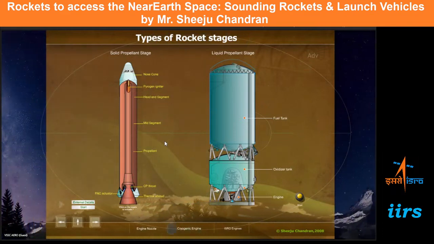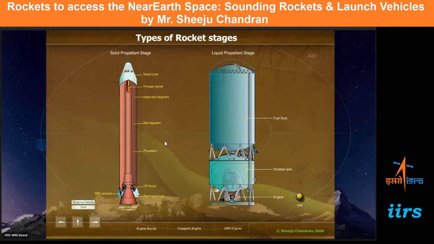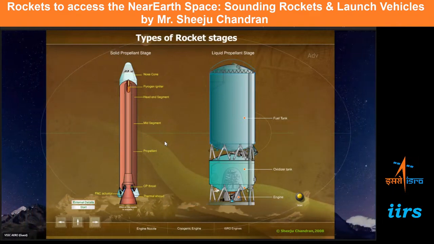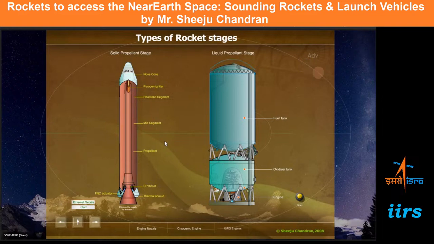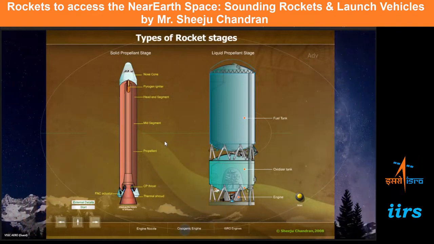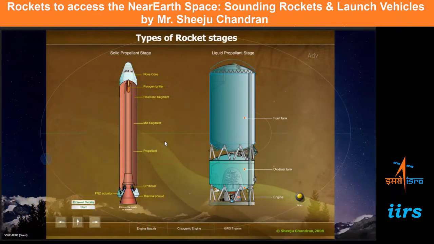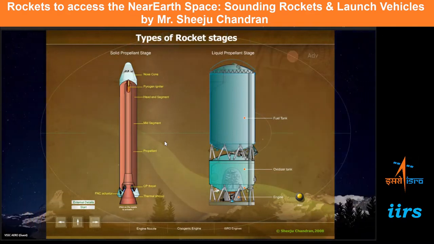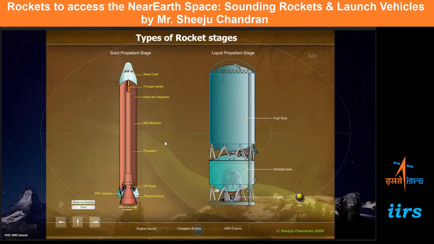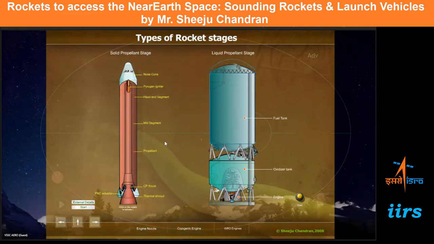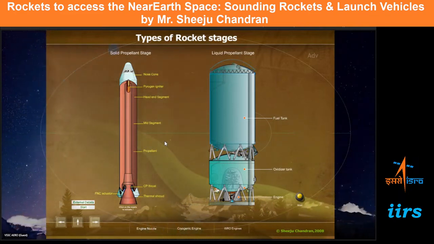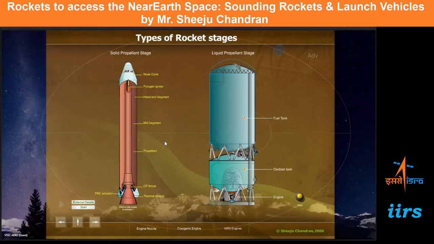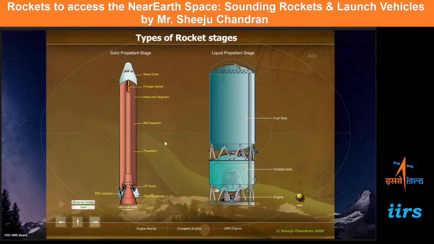Now, one easy way by which you can do a classification is by the physical state of propellants. If the propellants, that is the fuel and oxidizer, are in solid form, the solid state, you call them solid propellants. Simple. Similarly, if these propellants are in liquid form, physically, we call it liquid propellant. As simple as that. There is nothing great. It's a very simple way of classifying.